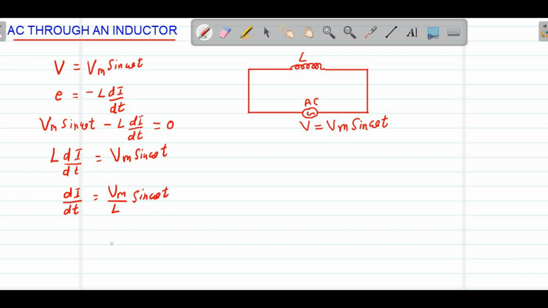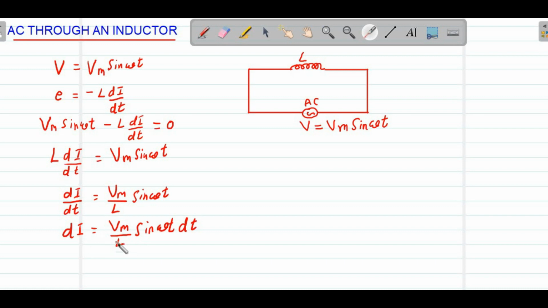Vm by L into sin omega t. Again I am taking this dt to the right-hand side. This dt, if I take it to the right-hand side, comes to the numerator. So the next equation becomes di is equal to Vm divided by L into sin omega t into dt. This di is a very infinitesimally small value of current.